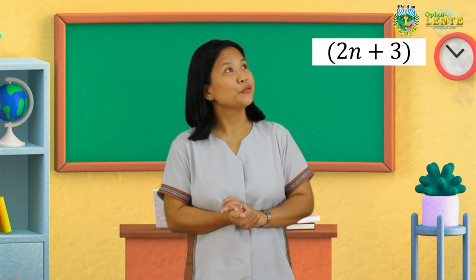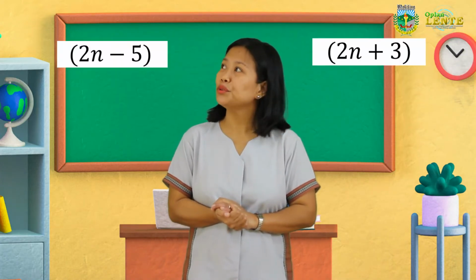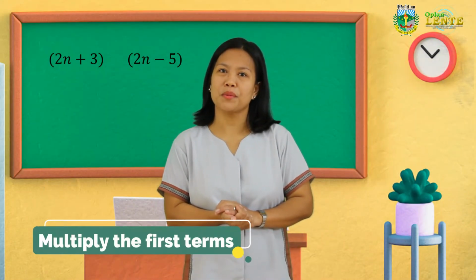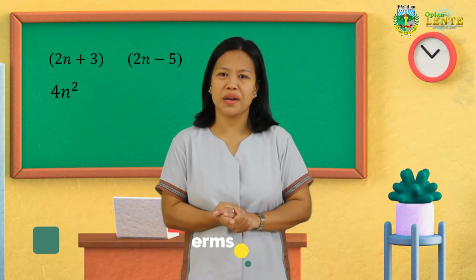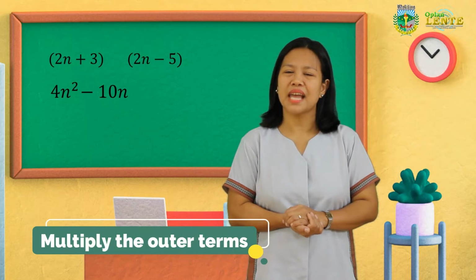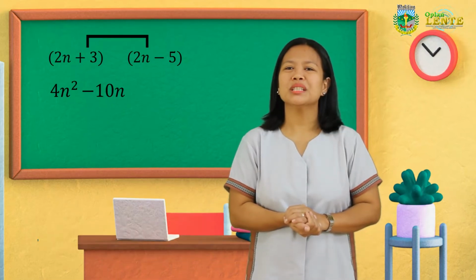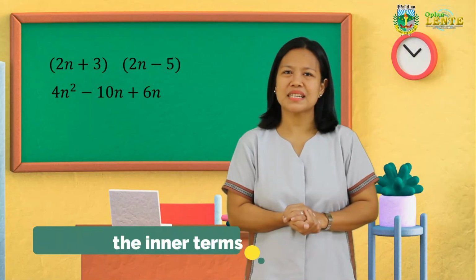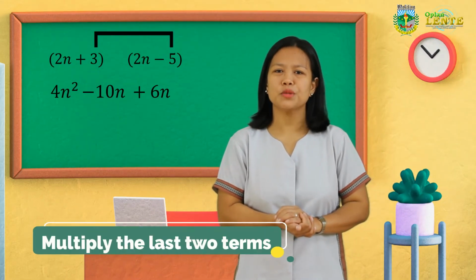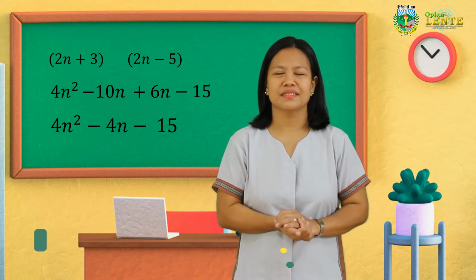You are probably wondering what this has to do with multiplying binomials. Well, when we multiply two binomials like this, the quantity of 2n plus 3 and the quantity of 2n minus 5, we do so by multiplying the first terms of each binomial together to get 4n squared. Then, we multiply the outer two terms together to get 10n. Next, we multiply the inner two terms together to get 6n. Lastly, we multiply the last two terms of each binomial together to get 15.